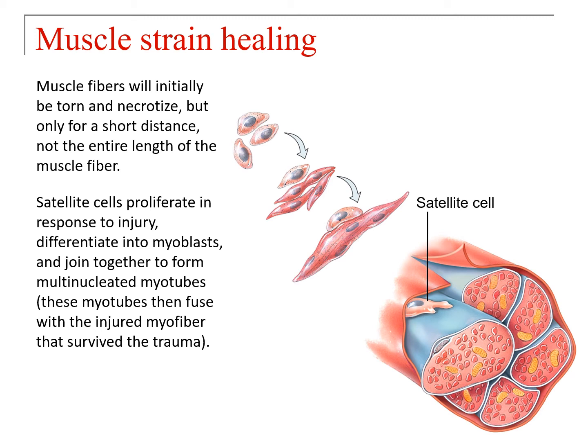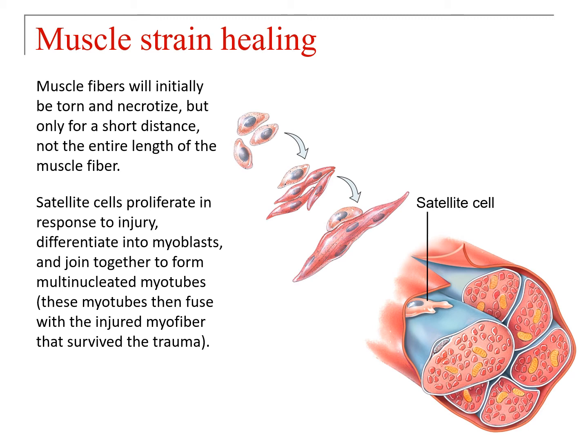Since we mentioned muscle strains, let's talk about how they heal. When you tear muscle fibers, initially they'll die off a little bit, but generally only for a short distance, and fortunately not the entire length of the muscle fiber. The very first thing that happens is that satellite cells start to proliferate, so they start to carry out cell division. Quite some time ago in a previous video, I told you that we would examine the role of satellite cells, and here's a role of them. They're very important in terms of healing muscle strains.